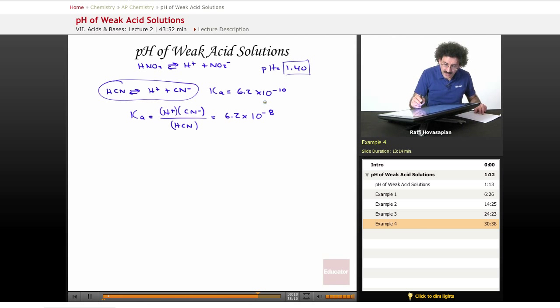Let's go ahead. So at equilibrium, we have, no, not 6.2 times negative 8, we have 6.2 times negative 10. Yeah, that's 10. So that means 6.2 times 10 to the negative 10. Now we go back on our ICE chart and we read off this, this, and this. We ended up with our equilibrium concentration is 0.04.